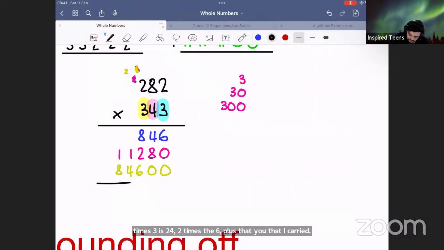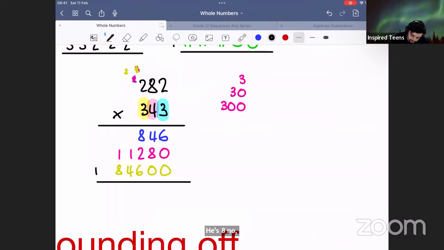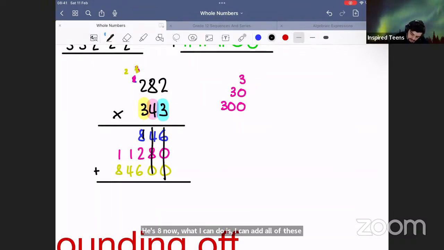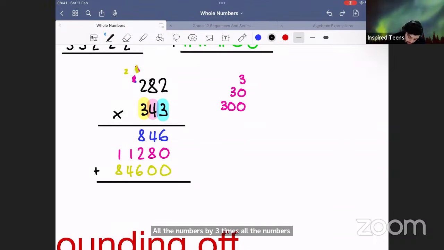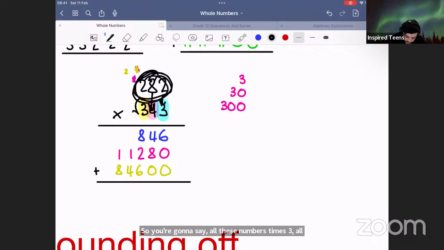Now what I can do is I can add all of these together. Again, that's why it's important to keep everything in a row. All the numbers times 3, all the numbers times 4, all the numbers times 3 again, whatever the bottom values are.